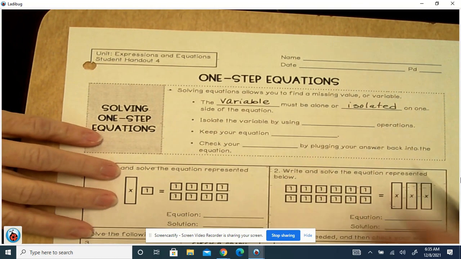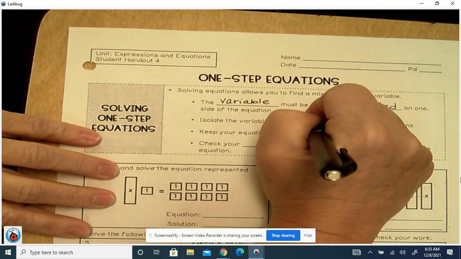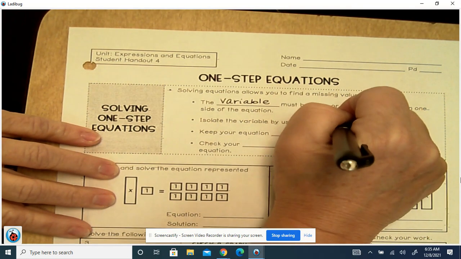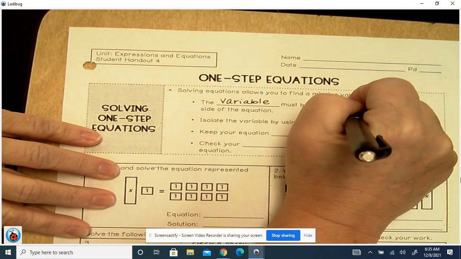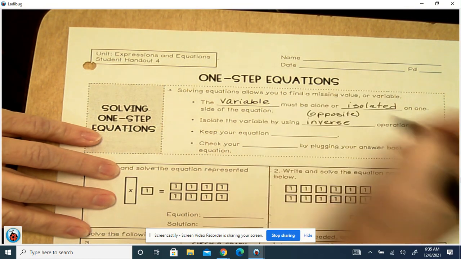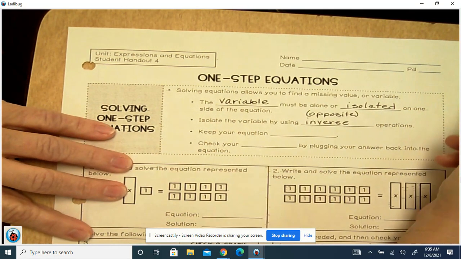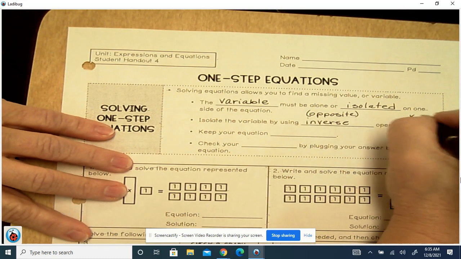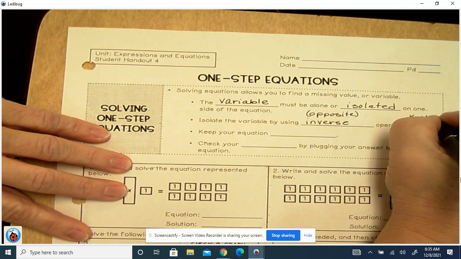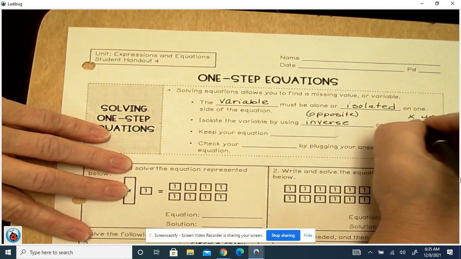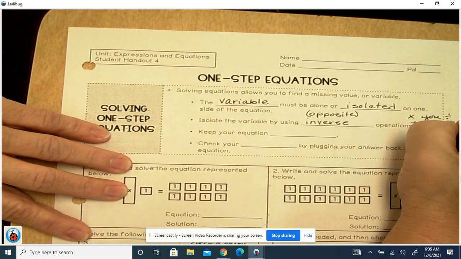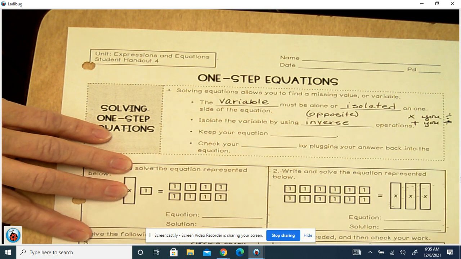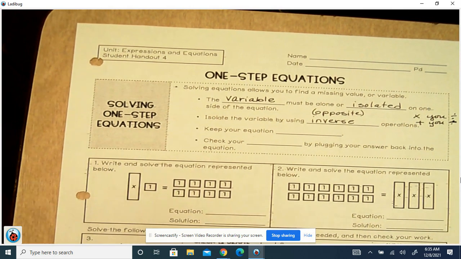Isolate the variable by using inverse, which is opposite, operations. So if you're multiplying, you divide. If you add, you subtract. Vice versa. If you subtract, you add, and if you divide, you multiply.